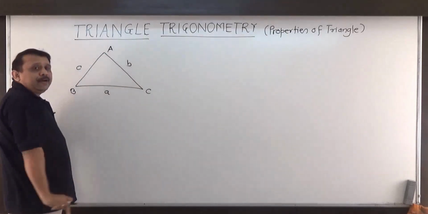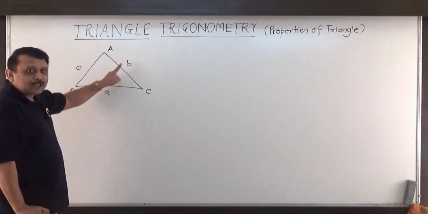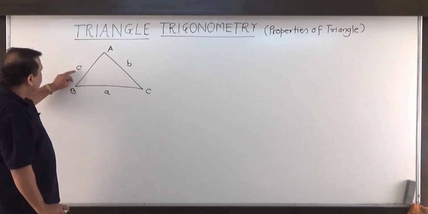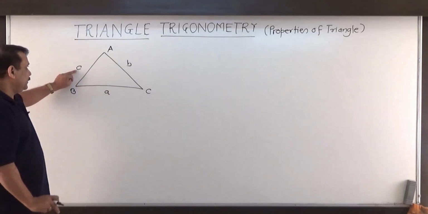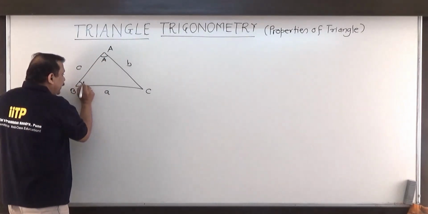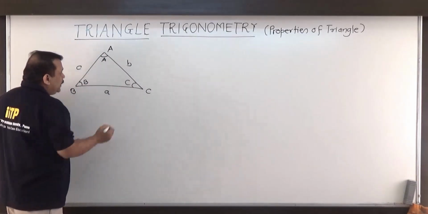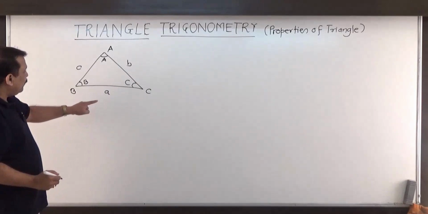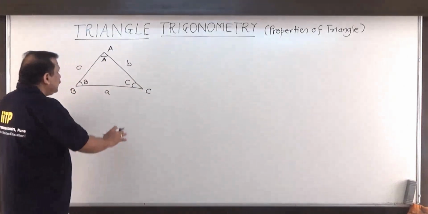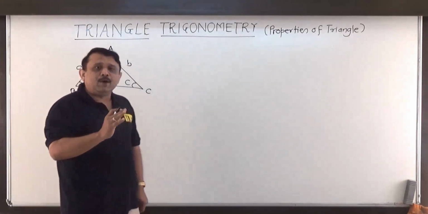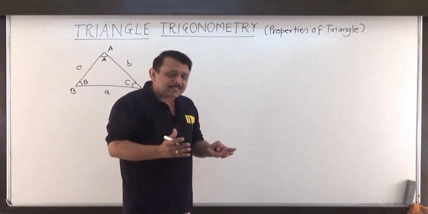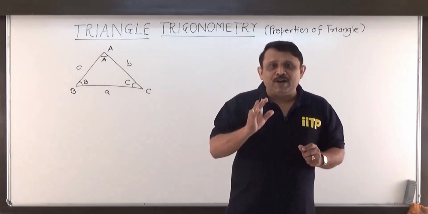AC is opposite to the vertex B, so it is denoted by the corresponding small letter. AB side is opposite to the vertex C, denoted by the corresponding small letter. Now we denote the angles at the vertices by the corresponding capital letters A, B and C. So I have 3 plus 3, 6 elements related to the triangle, 3 of which are sides and 3 of which are angles. So 3 sides plus 3 angles are called 6 elements of a triangle.